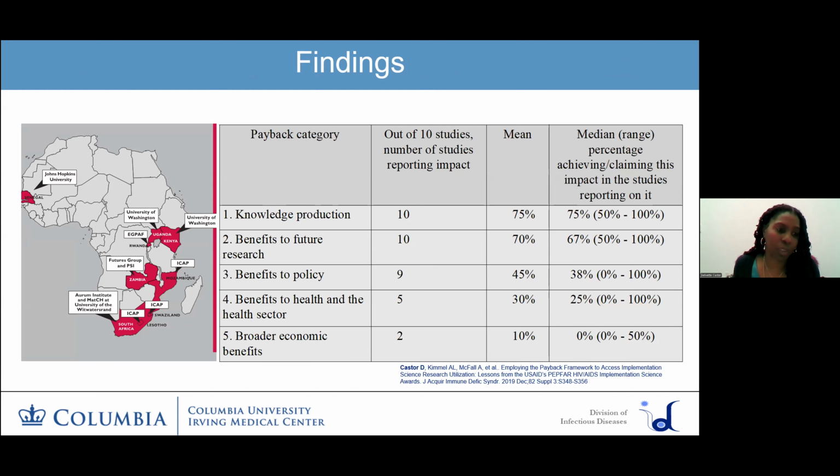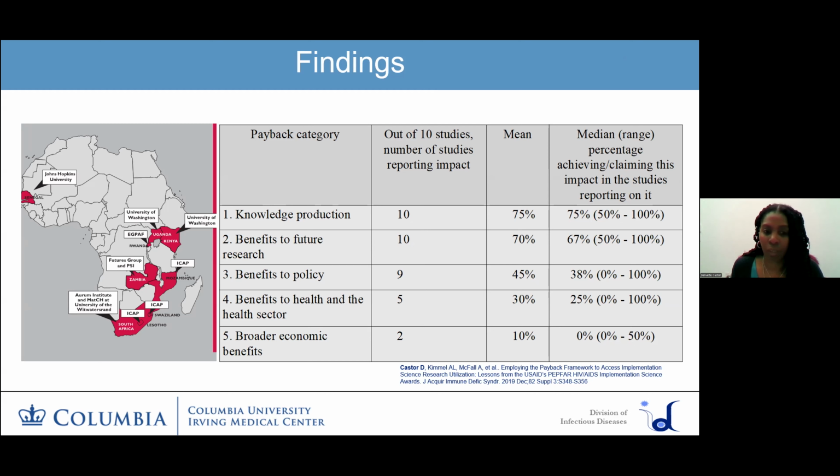And so here we have a quick summary of the partners and countries that you will see on the left-hand side. These are the leading implementing partners and the countries in which these studies were conducted. And then this is a summary of the achievement for each of the categories. All the questions that we asked, all 10, we were able to identify knowledge production in all 10 of the programs that were funded. Benefits to future research, also documented in all 10. There was some indication of benefits to policy in all 9, and I'll talk about a bit of those variations.